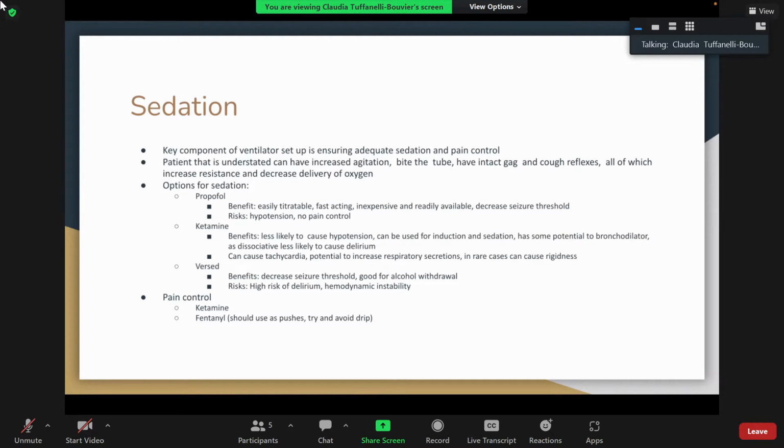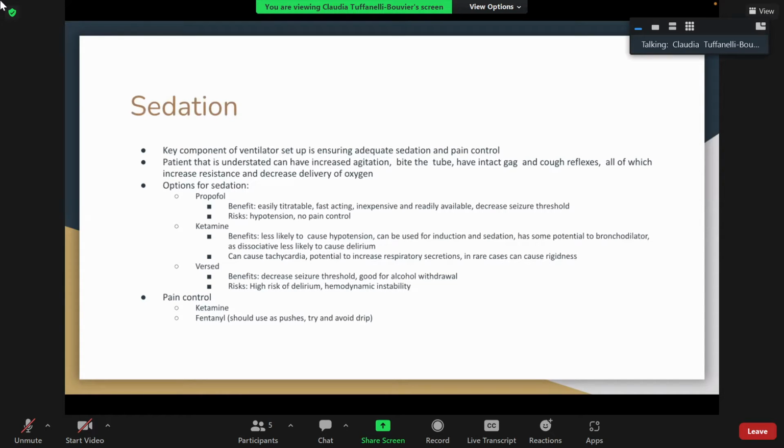Easiest, probably most commonly used still, is propofol. So propofol is easy because it's easily titratable. You can turn it off super fast. You turn it off for whatever reason, and it stops affecting the patient within a couple of minutes. It's really inexpensive. It's pretty readily available, at least here in the United States. It can decrease your seizure threshold.